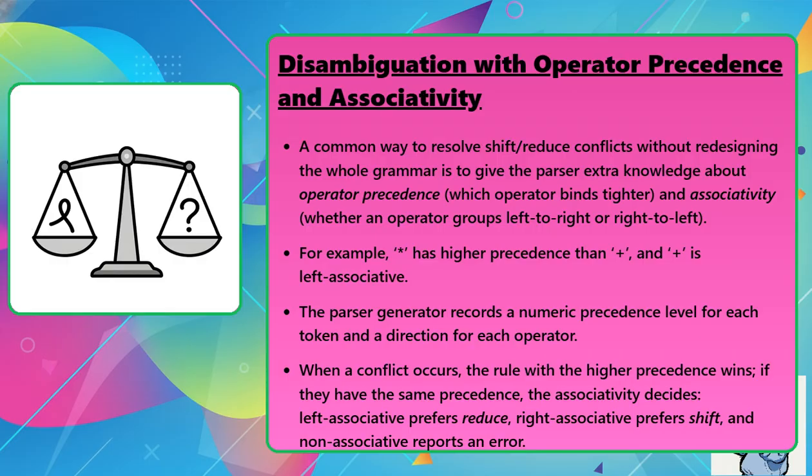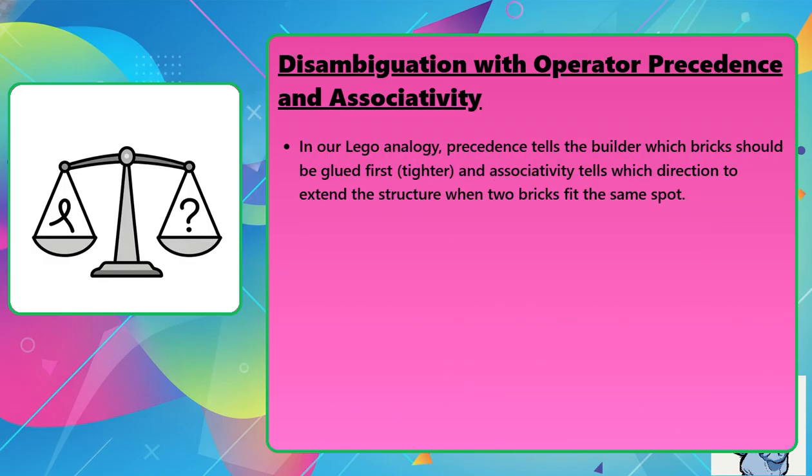Left associative prefers reduce, right associative prefers shift, and non-associative reports an error. In our Lego analogy, precedence tells the builder which bricks should be glued first, tighter, and associativity tells which direction to extend the structure when two bricks fit the same spot.